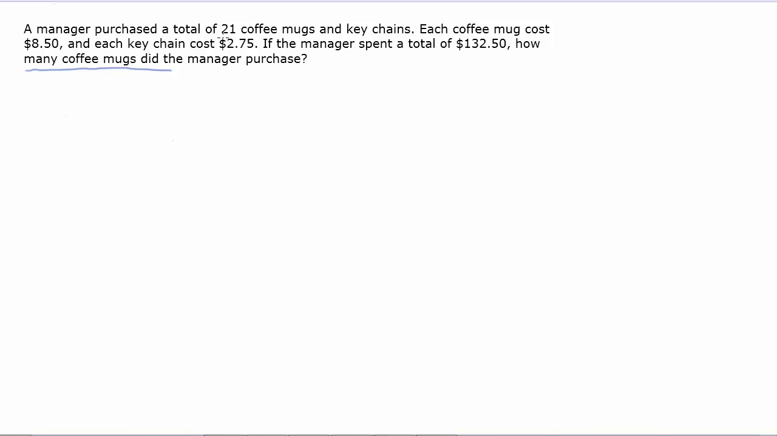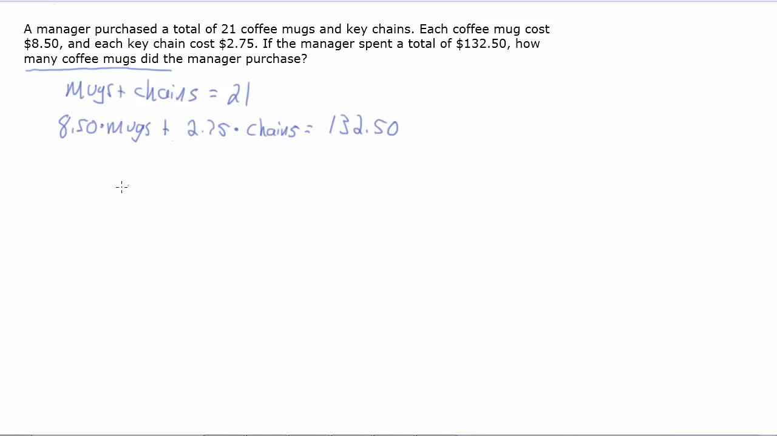A manager purchased a total of 21 coffee mugs and keychains. So I know that mugs plus chains has to equal 21. I also know that each mug cost $8.50 and each chain cost $2.75, and the manager spent a total of $132.50. So if I take 8.50 times the number of mugs, and I add to that 2.75 times the number of keychains, then I should get a total of $132.50.